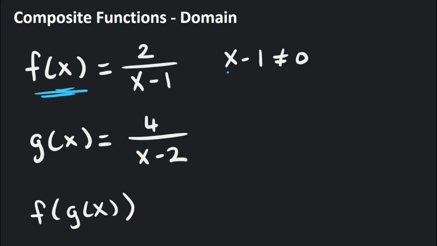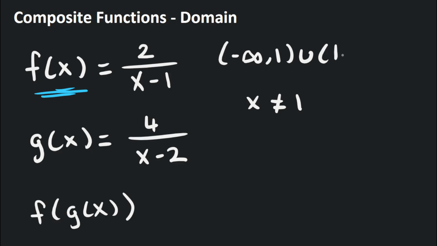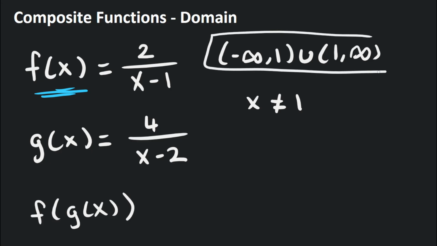So let's go ahead and solve for x in this little mini equation. So let's add 1 to both sides. And we have x cannot equal 1. Okay, so we know x can be any number as long as it doesn't equal 1. So to write the domain in interval notation, that would just be from negative infinity to 1, and then union 1 to positive infinity. So that would be the domain of f of x in interval notation, every number except 1.